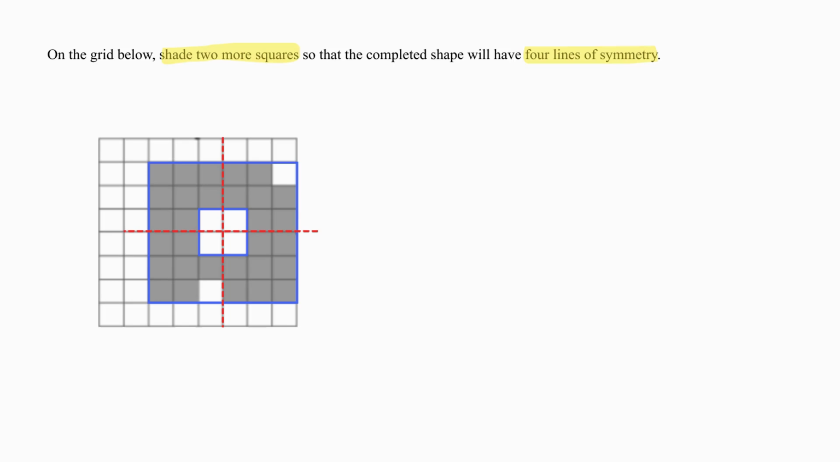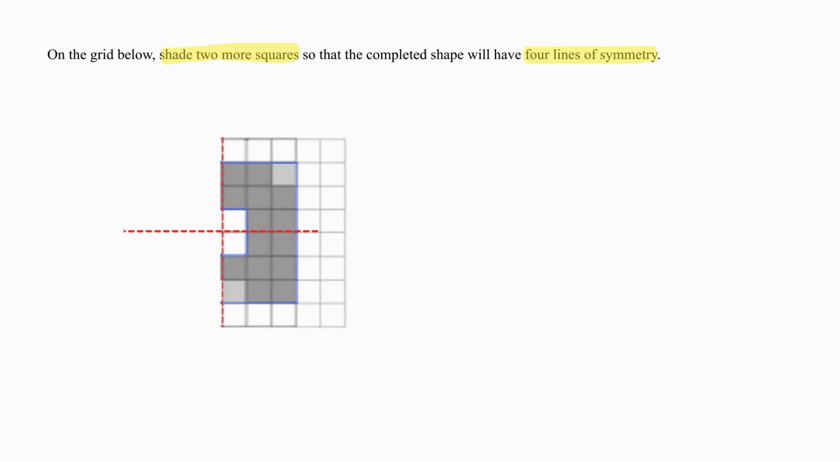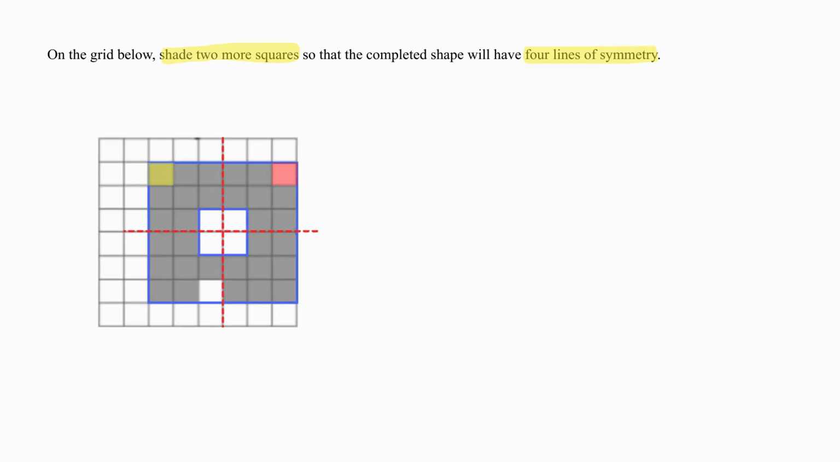Imagine folding the grid along the middle vertical line. Does every shaded square have a twin on the other side? Look at the top right corner. The top left corner is shaded, but the top right corner is empty. That's our first square to shade.